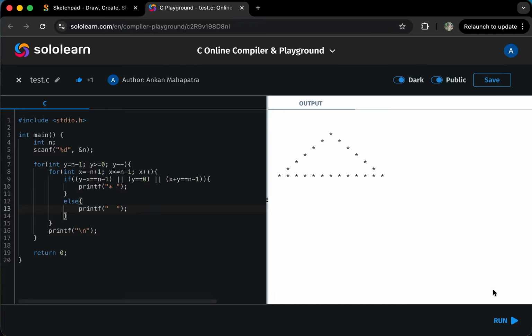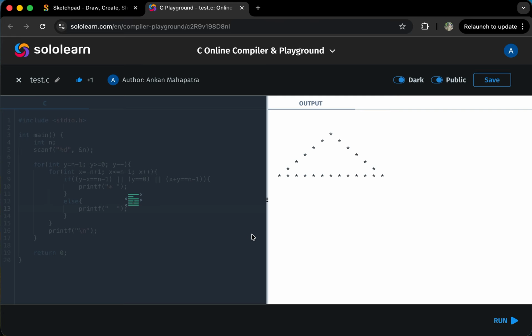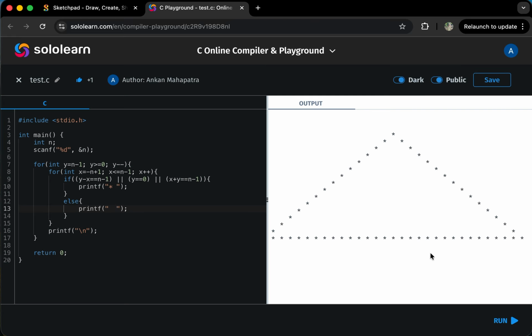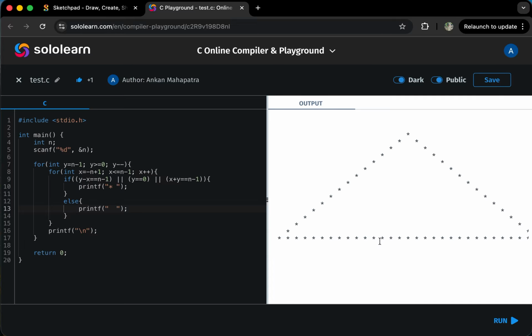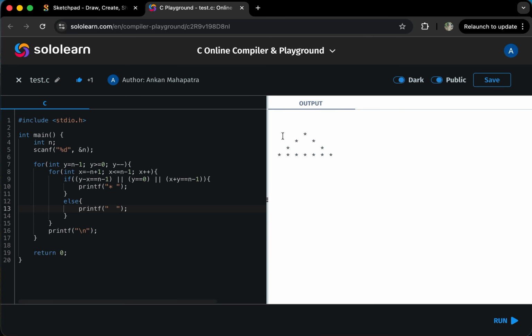Now let's try for some other values of n. Let's try for some high value, 16. Yes, we are getting it. Let's try for, let's say 4. So this is the code, and we are getting our output for all the values of n.